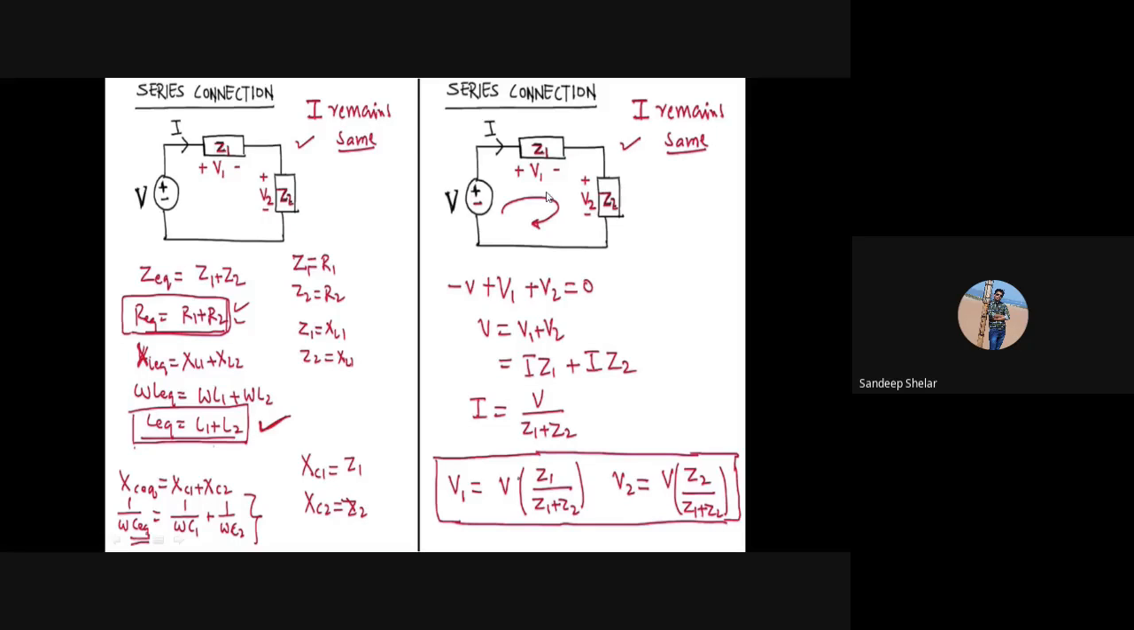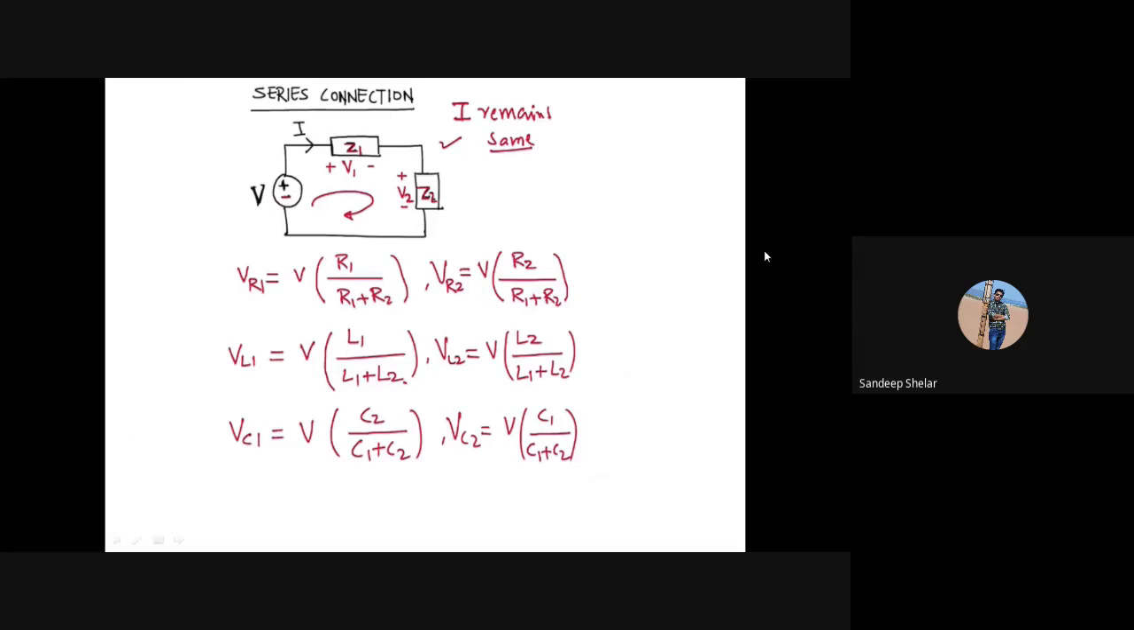In the circuit, four parameters are very important. First is voltage V, then current I, then voltage V1, and last voltage V2. This is the combination of series connection with respect to series impedance. Also the impedance is in the form of resistance, inductance and capacitance.